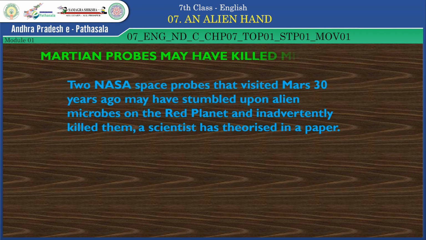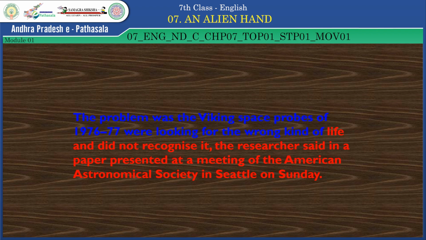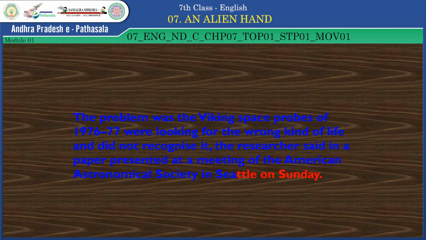Martian probes may have killed microbes. Two NASA space probes that visited Mars 30 years ago may have stumbled upon alien microbes on the red planet and inadvertently killed them, a scientist has theorized in a paper. The problem was that the Viking space probes of 1976-77 were looking for the wrong kind of life and did not recognize it, the researchers said in a paper presented at a meeting of the American Astronomical Society in Seattle on Sunday.